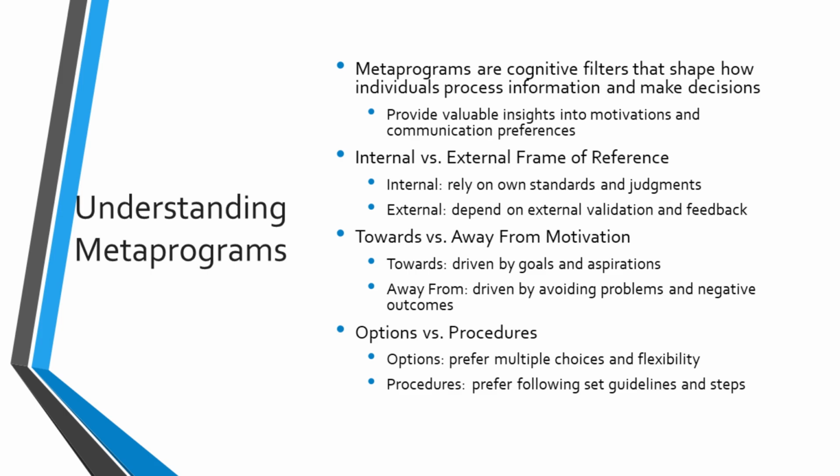Another important metaprogram is towards vs. away from motivation. This filter indicates whether a person is driven by goals and aspirations (towards) or by avoiding problems and negative outcomes (away from). Understanding this can significantly influence how objectives and incentives are framed in conversations. Lastly, the options vs. procedures metaprogram highlights whether individuals prefer having multiple choices and flexibility (options) or following set guidelines and steps (procedures). Adapting communication to align with these preferences can aid in fostering clarity and reducing misunderstandings.